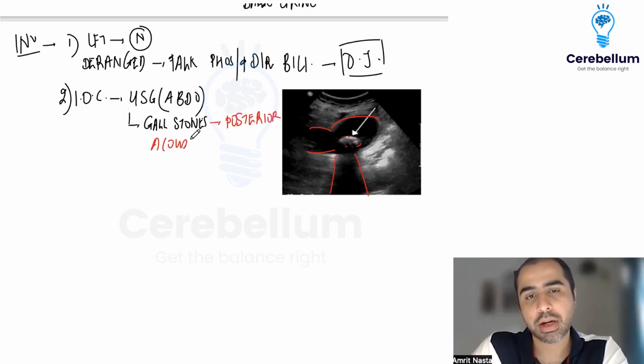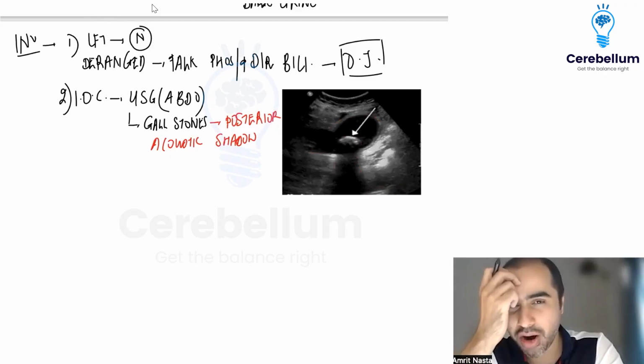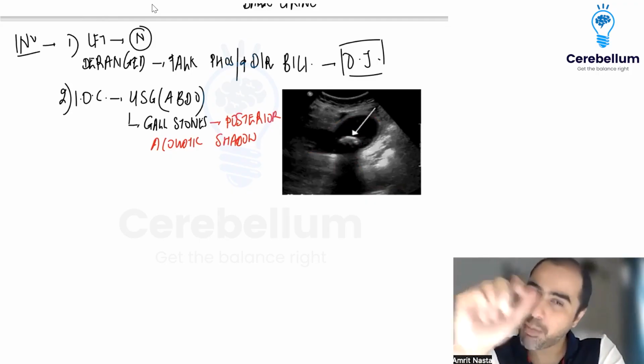So if you see a lesion like this, which is casting a shadow, you will say, yes, it is a gallstone. Why do I need to see the shadow? Can this be anything else which has been marked? It will be a stone only, what else can it be? Yeah, it can be a polyp.